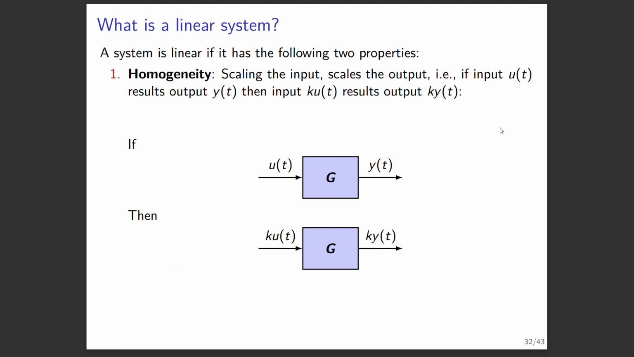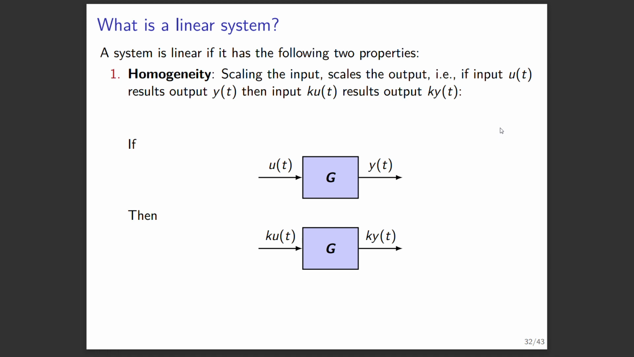Okay, so what's a linear system? A system is linear if it has the following two properties. Before I start talking about them, notice that we are talking about a system being linear. We are not talking about a function being a linear function or a function describing a line. We are talking about a system being linear. We are going to see the difference.